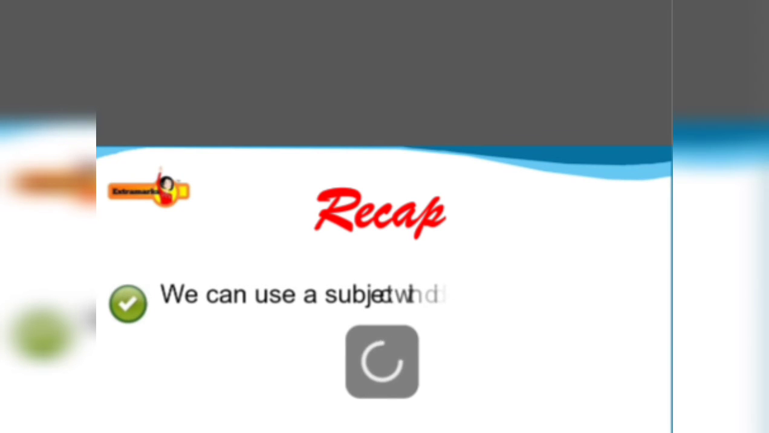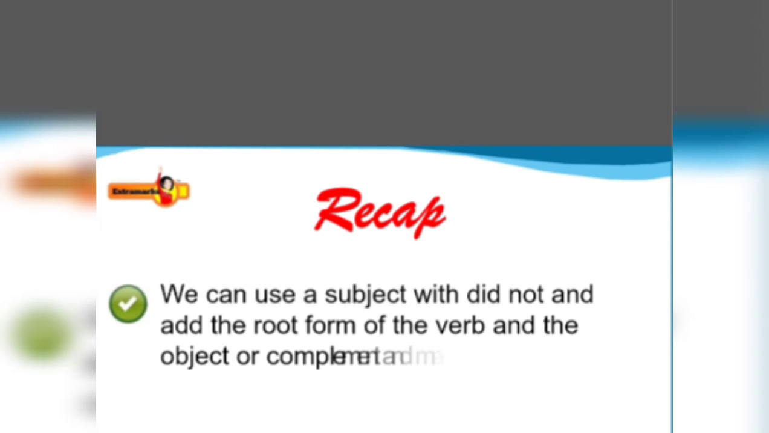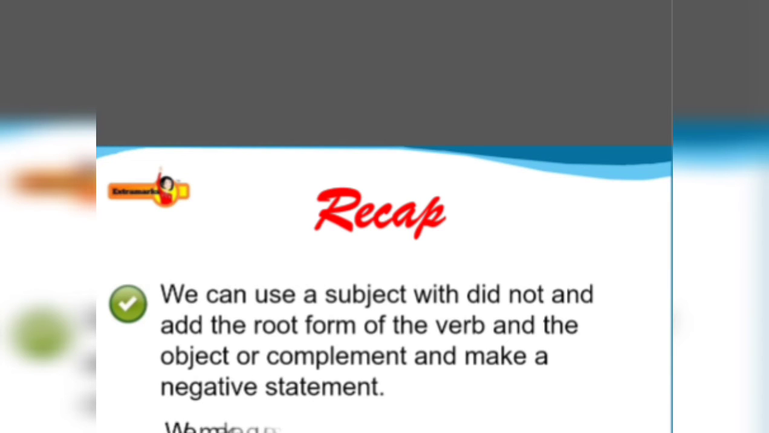We can use the subject with did not and add the root form of the verb and the object or complement and make a negative statement. We make question word-based sentences by using a question word with did, and add the subject and the root form of the verb and the object or complement.